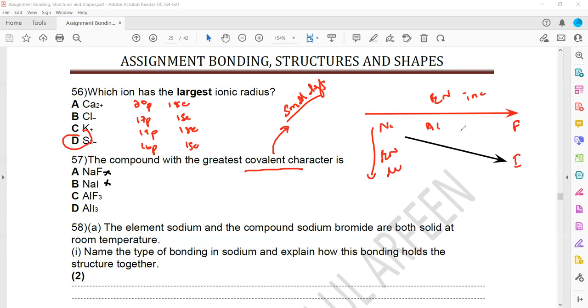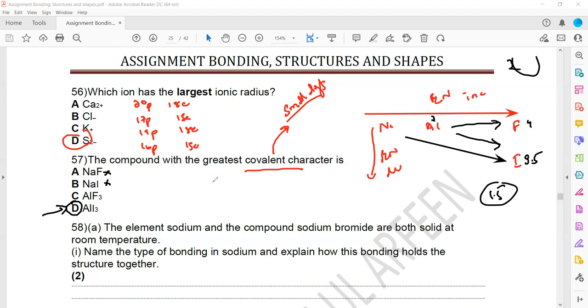Aluminium fluoride and aluminium iodide. Aluminium fluoride will have a greater difference, because when we compare the electronegativity, fluorine is 4 and aluminium, if we take a number, say 2. So 4 minus 2, the electronegativity difference will be 2. But iodine will have a smaller electronegativity, like fluorine is 4, so iodine may be 3.5. When we subtract, it will be 1.5. So aluminium iodide will have a smaller difference in electronegativity. That's why it will have a greater covalent character, more polarization or greater distortion.